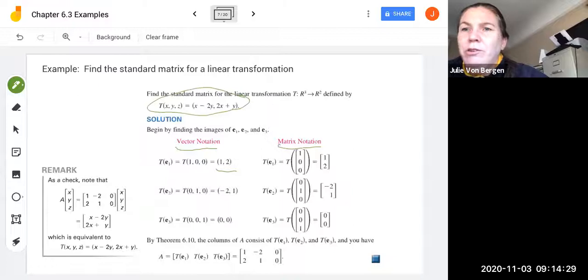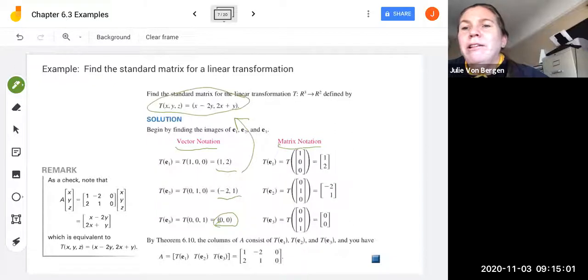Then we see T of E2 is T of 0, 1, 0. Plugging those values in, we get negative 2, 1. We're just plugging the values into linear transformation T given up here. And then T of E3 is T of 0, 0, 1, but the entries here are x minus 2y and 2x plus y. Since we have zeros in both x and y and a 1 in the z, we get a 0, 0 here when we map to R2. And then you can see the corresponding matrix notation on the right.